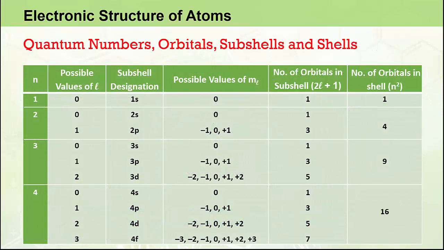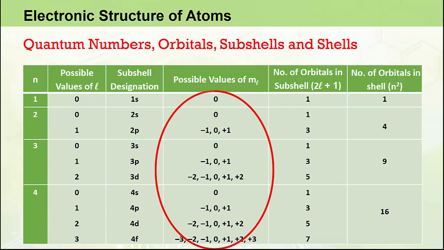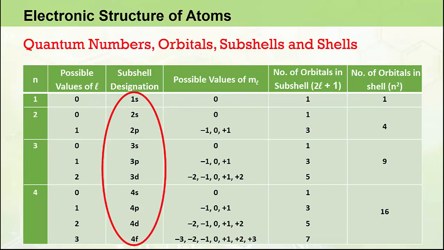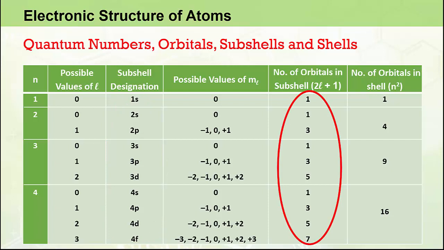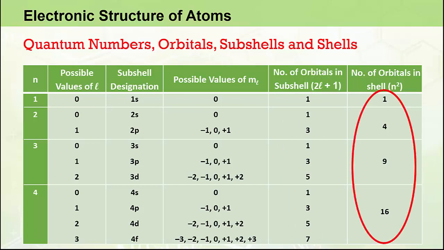Finally, this table is a tabular representation of much of the same information, showing the allowed values of n and the allowed values of L at each n level, and the allowed values of ML for each L value. We can also see the subshell designations here corresponding to the n and L values for each subshell, and we can see the number of orbitals in each subshell for a given value of L, which incidentally is 2 times the value of L plus 1. And lastly, we can see the number of orbitals in each shell, which we just noted was equal to n squared.